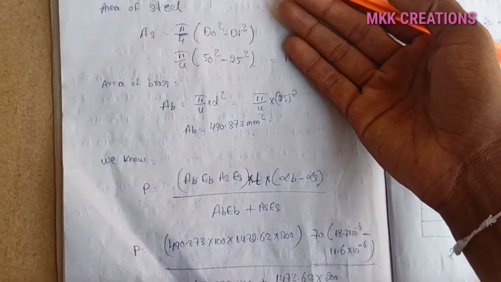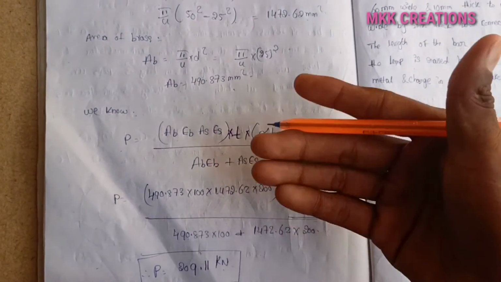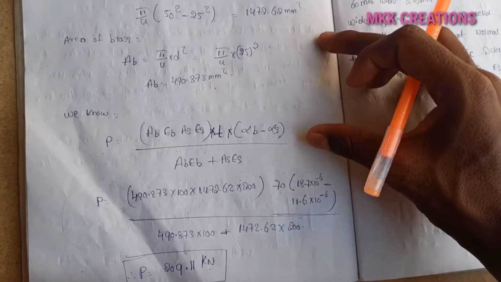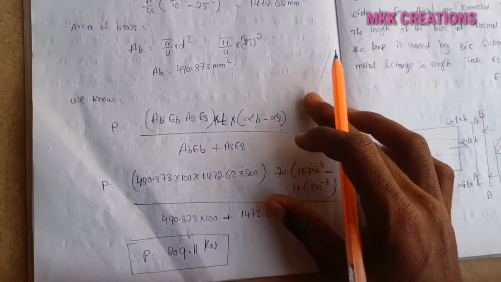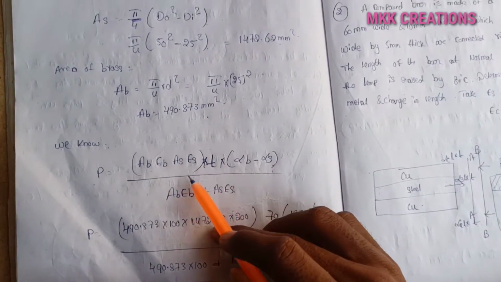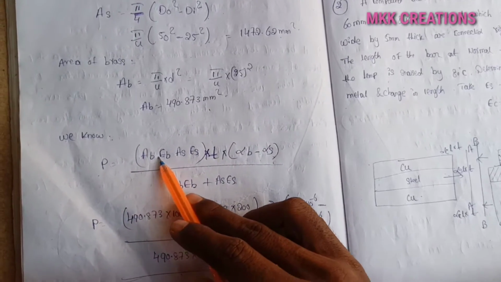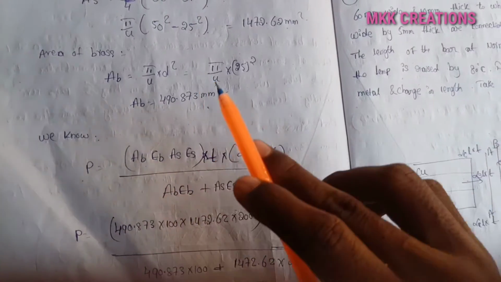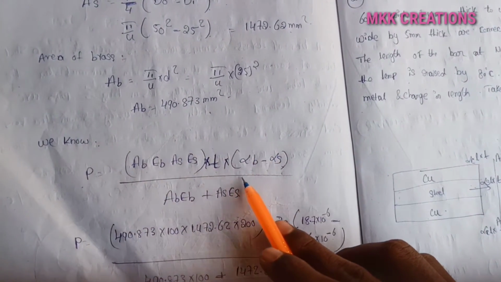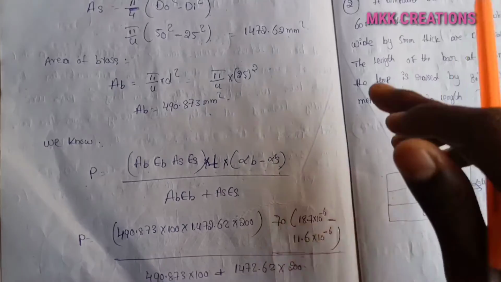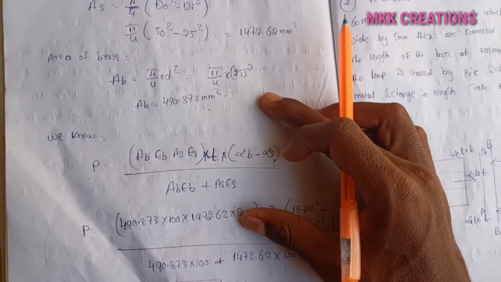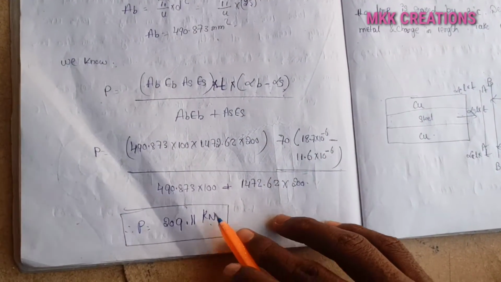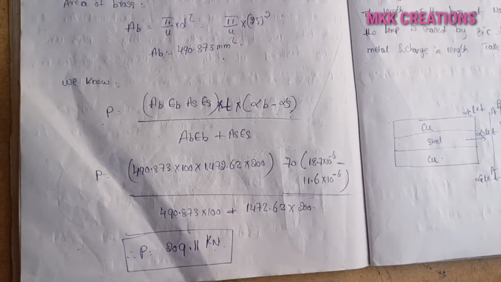After finding the areas, we want to write the formula. This formula we already derived in the last class. So this is the main formula. If you substitute all the values in this formula, we get our P value. All the information he has given: AB value we know, EB value we know, AS value we know, ES value we know, and the temperature value also we know, alpha B value we know, alpha S value we know. So all the information we have now. If we substitute in this formula, we get our answer as 209.11 kilonewtons. So the load is in terms of kilonewtons.